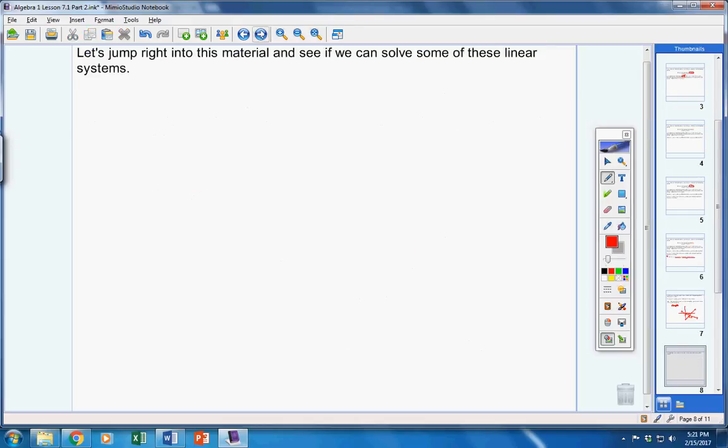Alright, so let's jump right into this material and see if we can solve some of these linear systems. We're going to look at 3 examples today. Take some great notes, pay close attention, and here we go. Copy that down, please, in your notes. Now, we are going to solve this system by graphing it.